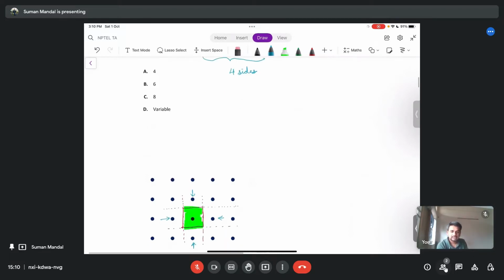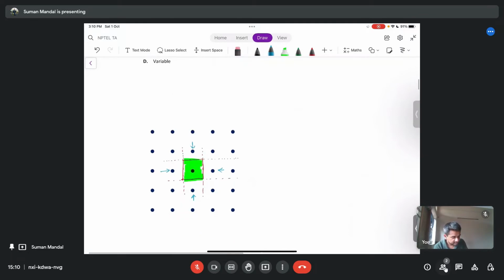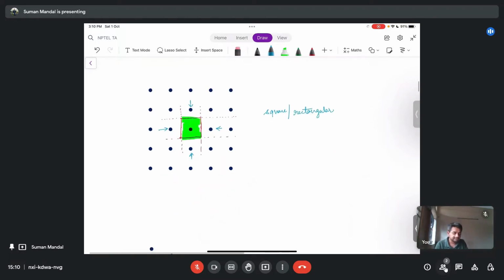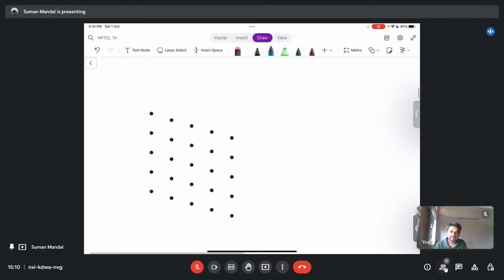Now, for a random unit cell that is not square or rectangular, it will look something like this. We'll again try to draw the Wigner-Seitz cell for this one. The closest located atoms are this one, this one, this one, this one, this, and this. So let's draw for it.